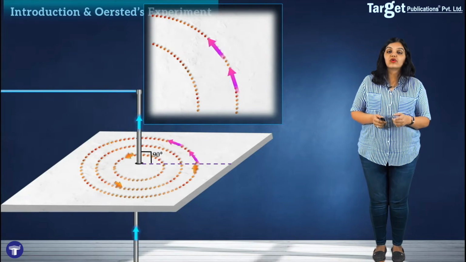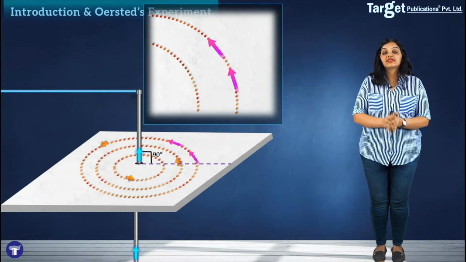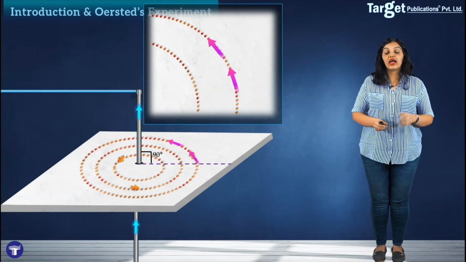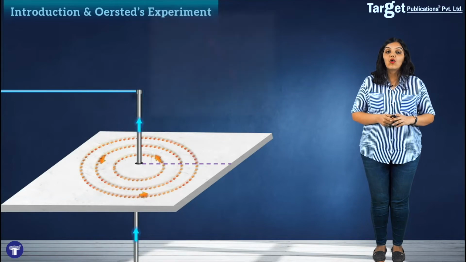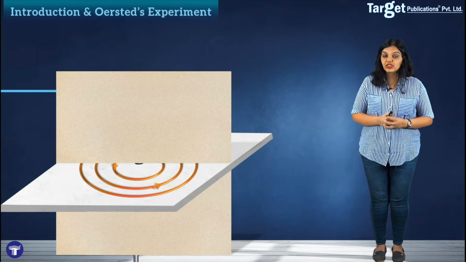So this is what Oersted discovered. He discovered that an electric current, that is a moving charge, can generate a magnetic field, and this is Oersted's experiment. Finally, I want to tell you about this convention that we follow.